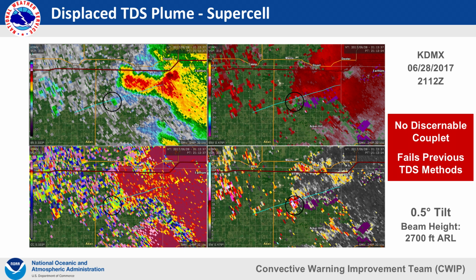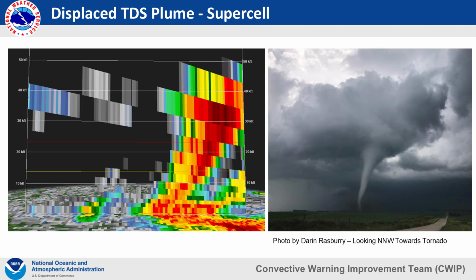And if you haven't noticed, the blue line on the background of this image is actually the tornado track. So we're halfway through the tornado at this point. And so without a couplet, this event fails the other methodologies for needing a couplet present for calling a signature a TDS. And a cross-section of that TDS really revealed how detached it was from the parent storm.